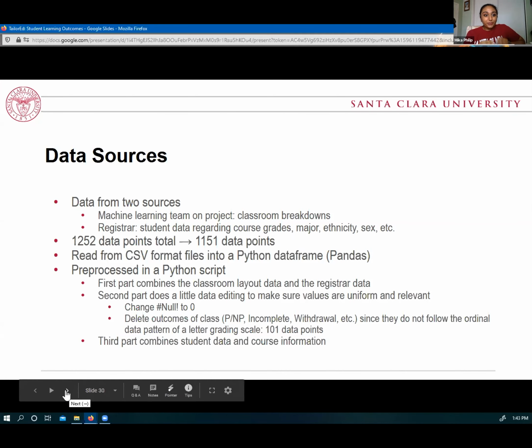So we pre-processed the data, and the reason it was reduced is that some of the grades were not the typical letter A to F grades. Some of them were, for example, withdraw, incomplete, pass, no pass. While those are significant data points, with the model it gets a little wonky, and I'll talk about that when we talk about the logistic model.